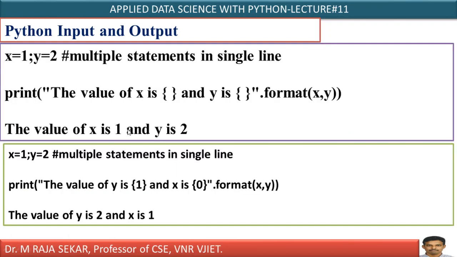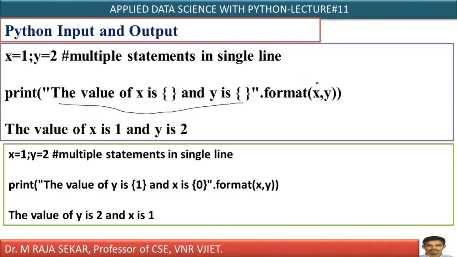Now, let me proceed further. Let me say x equal to 1, y equal to 2, multiple statements in a single line. Generally we used to keep like this, x equal to 1, then y equal to 2 in the next line. If you want to keep multiple statements in a single line, just separate them by semicolon. That's a simple technique, isn't it? Yes. Now, the value of x is, y is.